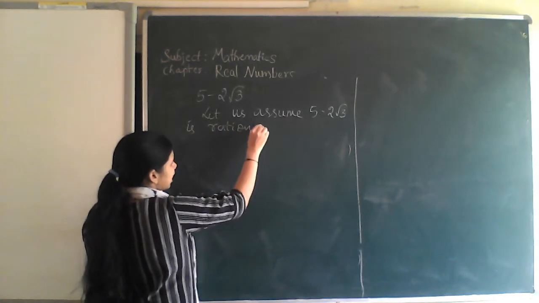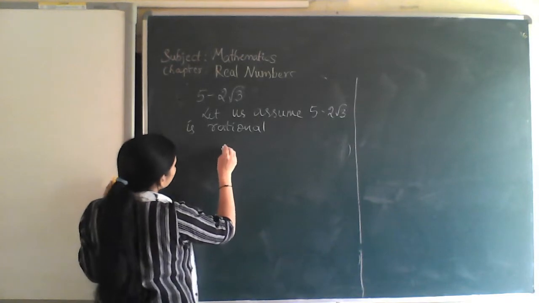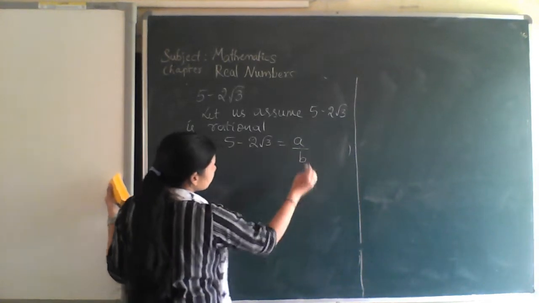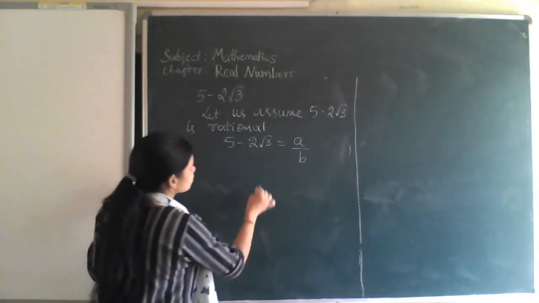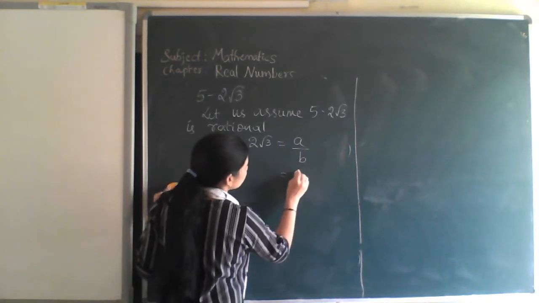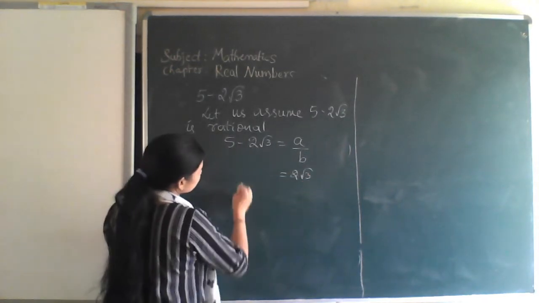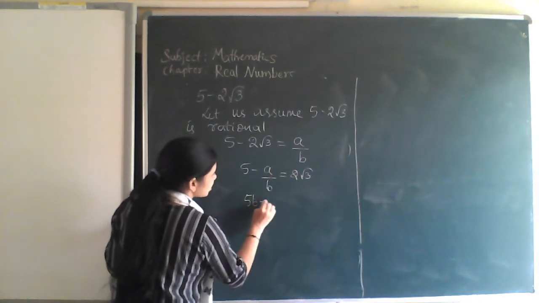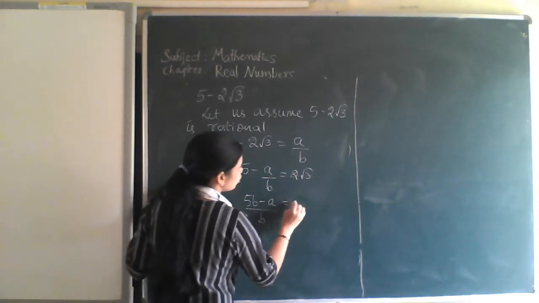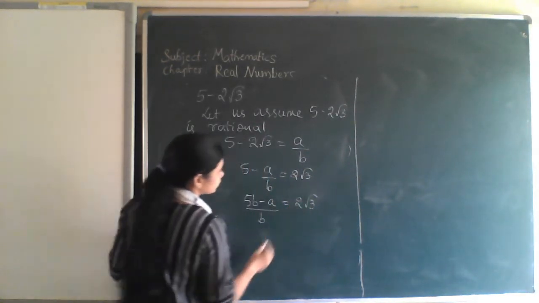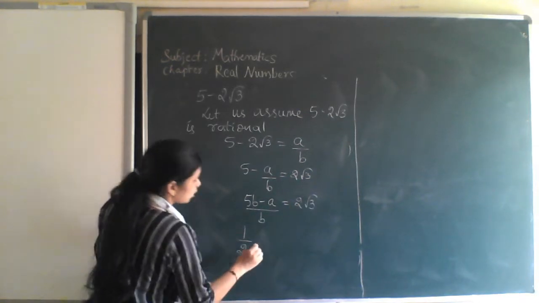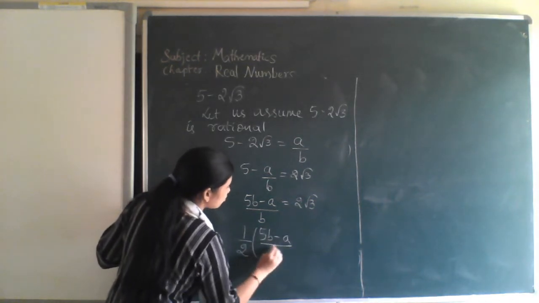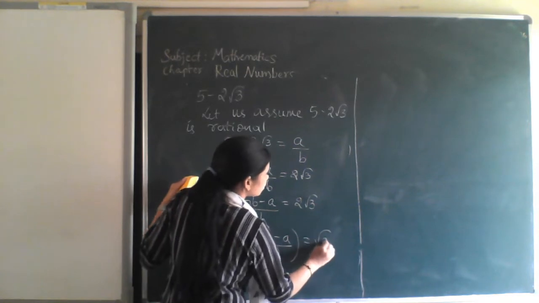If any number is a rational number, then it will be in the form of p by q, equal to a by b, where a and b are co-prime numbers. Here take minus 2 root 3 to the right side. 5 minus a by b is equal to 2 root 3, that is (5b minus a) divided by b is equal to 2 root 3. Take this 2 to the left hand side, (5b minus a) divided by 2b is equal to root 3.